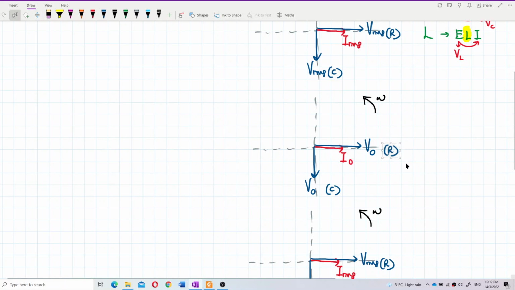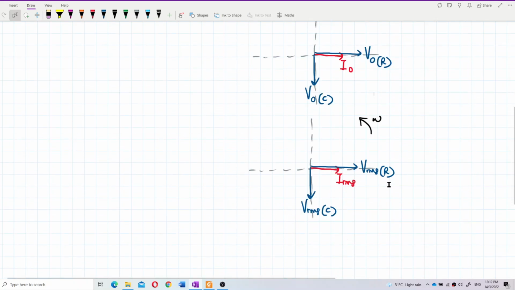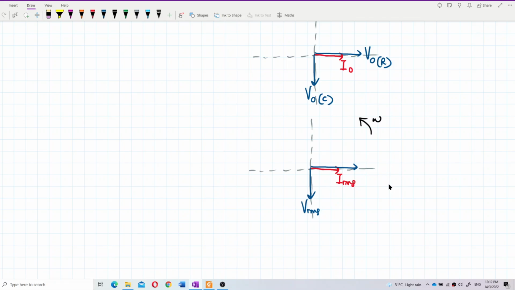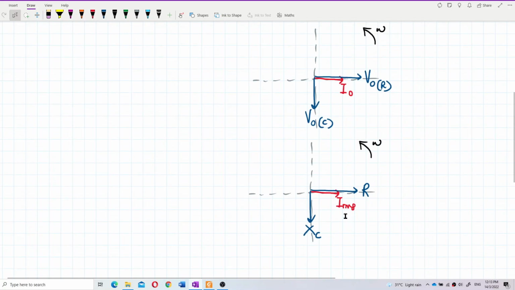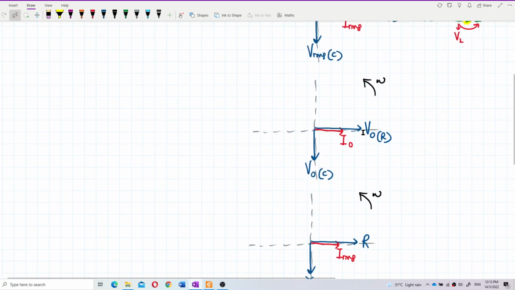This is V0R. This is V0C. Sometimes we can also change it to resistance, or XC, the reactance of the capacitor, or capacitive reactance. We can use the peak value for everything.